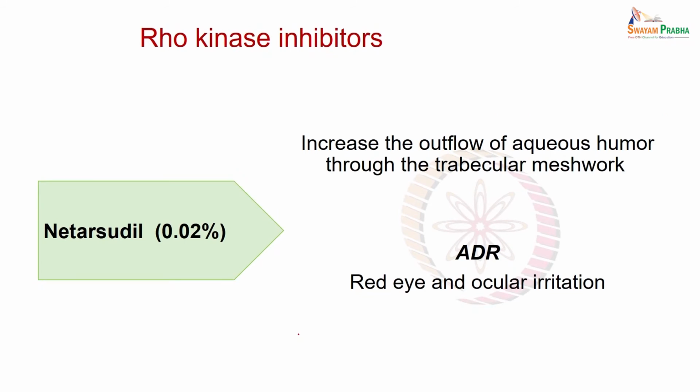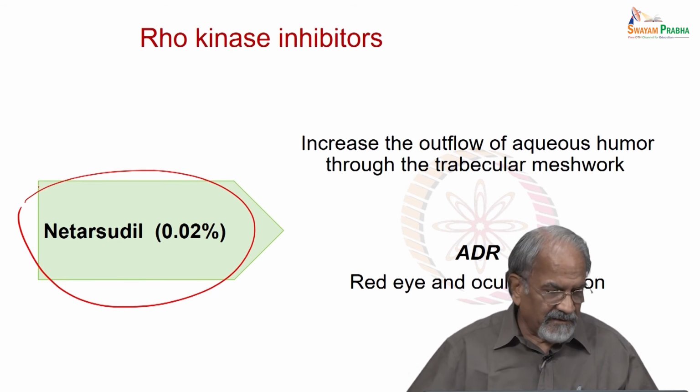Rho kinase inhibitors have been found to increase the outflow of aqueous humor through the trabecular meshwork, and the drug in this category is netarsudil. The adverse drug reactions are again red eye and ocular irritation.